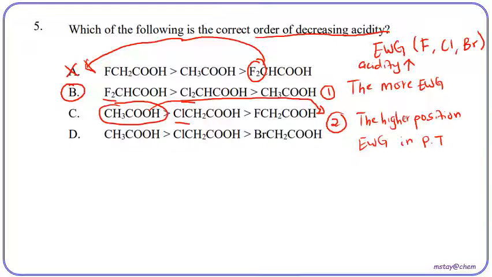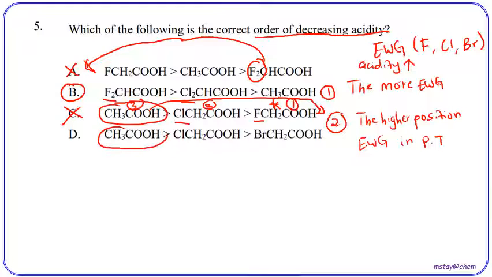Okay, and then Cl and fluoride, this is the most acidic. And then this is the second most acidic. This one is the least acidic. So option C is also wrong. The same case happened to D.